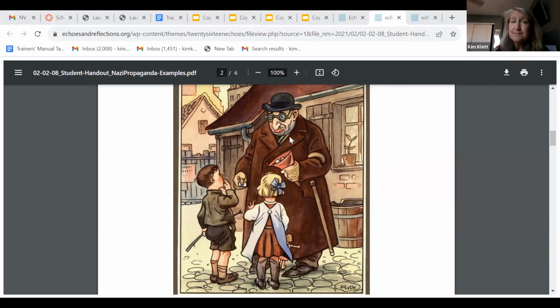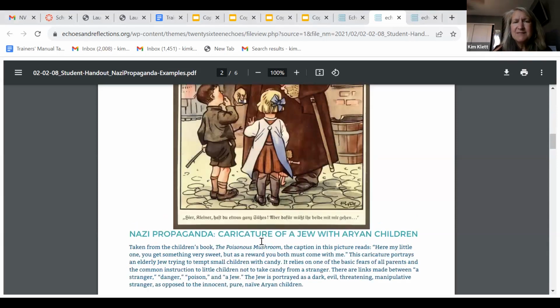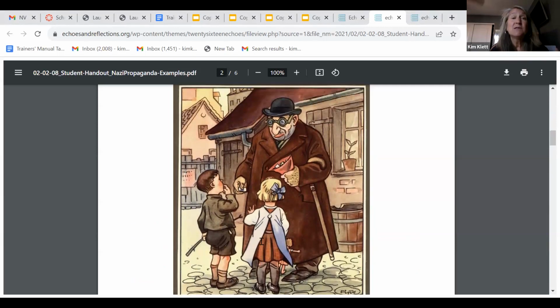Again, the stereotypes, the prominent nose, he seems to be kind of leering at them. The fact that he's wearing this heavy coat, like maybe he's trying to hide something, all kinds of warning flags. And you get the little descriptor here that he says, here, my little one, you get something very sweet, but as a reward, you both must come with me. Some people even kind of see some Hansel and Gretel imagery with this. Absolutely.